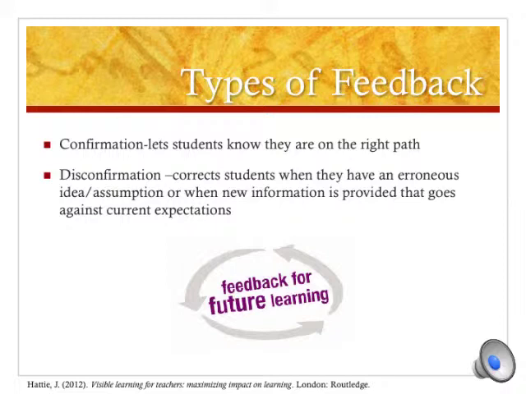Types of feedback. Confirmation and disconfirmation are 2 types of feedback. Confirmation is feedback that tells students that they are on the right track and are moving in the right direction. Disconfirmation, on the other hand, is feedback that tells students when they have an idea that is incorrect or when new information is given to them that goes against that of the current expectations. Disconfirmation can actually be helpful to students even more so than confirmation, that is, if the correction is accepted by the students. This is because this is where change and growth can take place.